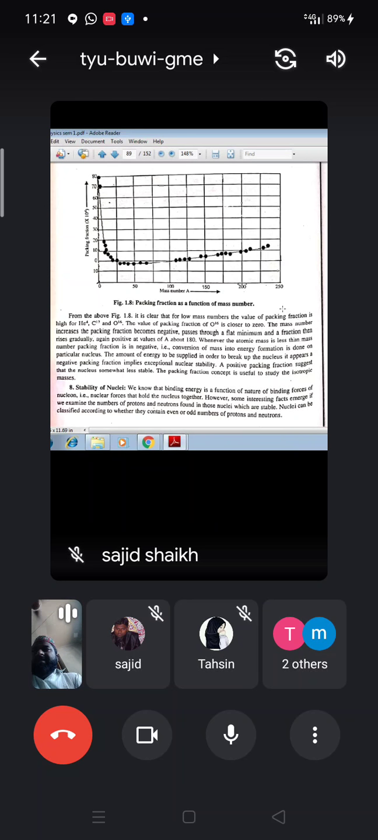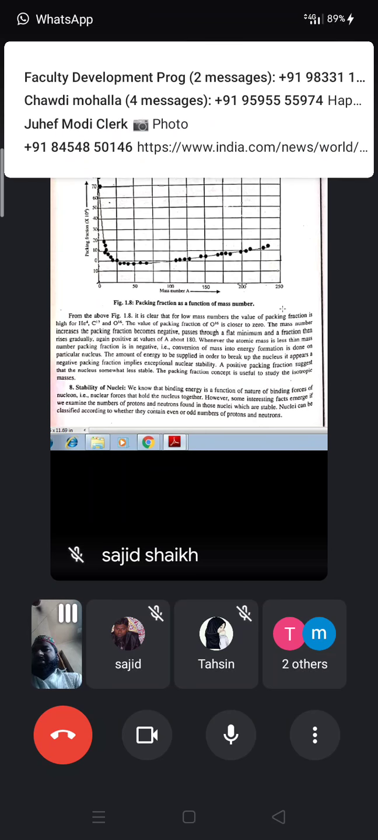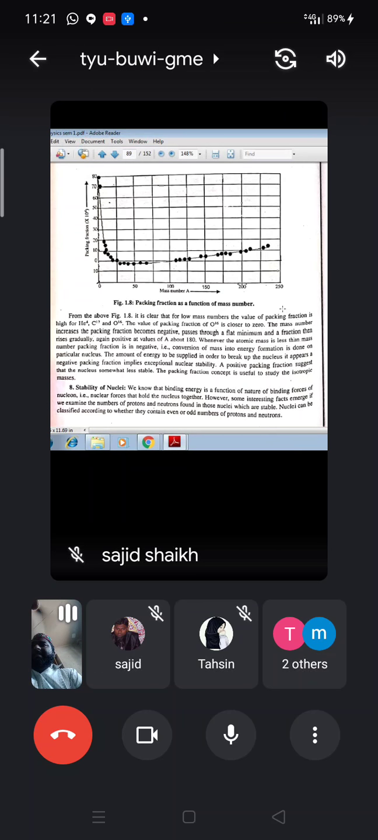For helium it is high. For oxygen you can see that the packing fraction is closer to 0. As the mass number increases, the packing fraction becomes negative, passes through a flat minimum, and then rises gradually again, becoming positive at about 180. When the mass number is 180, at that time it will be positive. The positive packing fraction suggests that the nucleus is somewhat less stable.